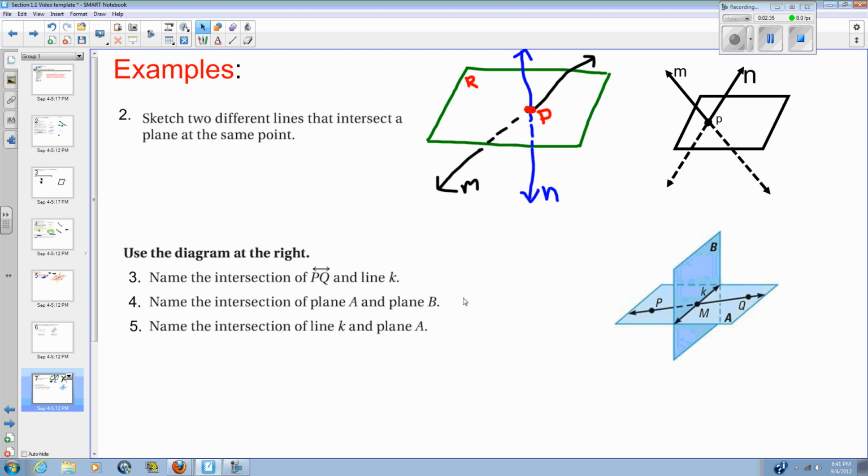Okay, number 3. Let's look at naming the intersection of PQ and line K. So PQ is this line going right through here, going through P and going through Q, and line K is this line right here. Their intersection point is the spot where they meet. That happens to be point M. So number 3 is point M.